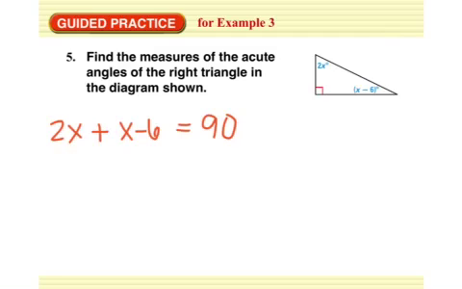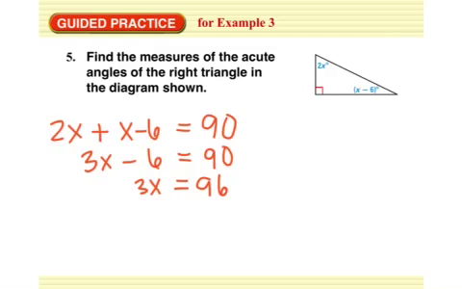So combining like terms, we get 3x minus 6 equals 90. So 3x equals 96. So x equals 32. But now we need to go back in and check our answers. So you're going to plug in x for each one, and we get 26 degrees and 64 degrees.